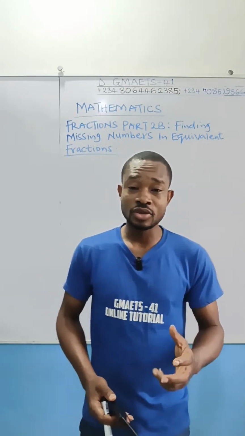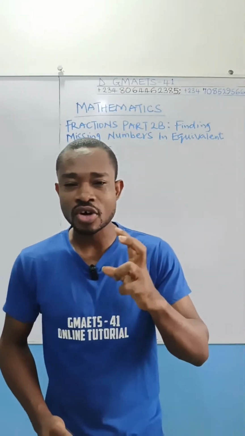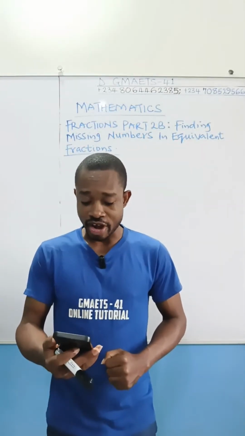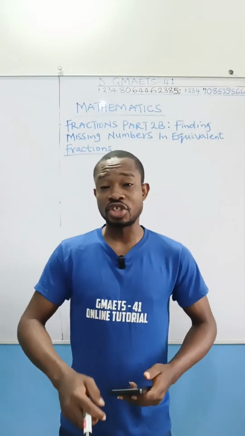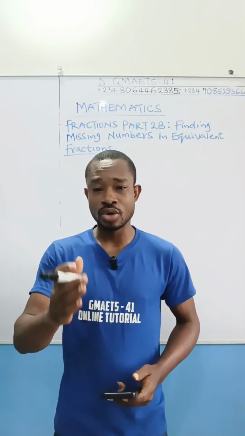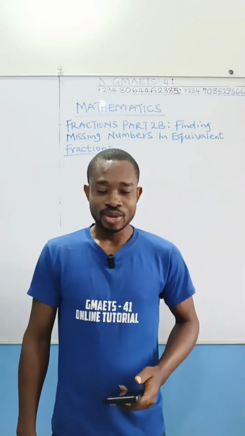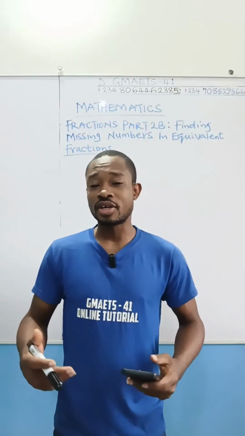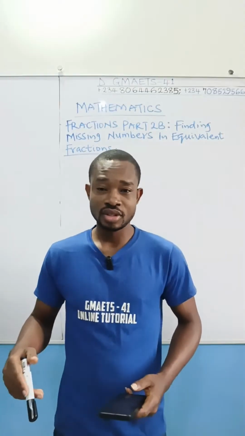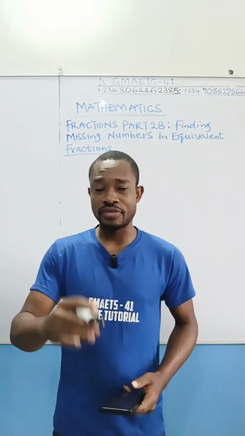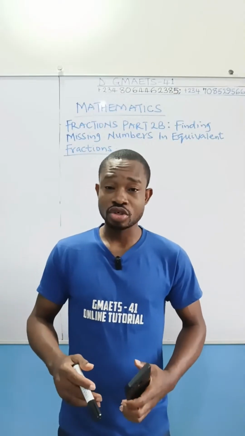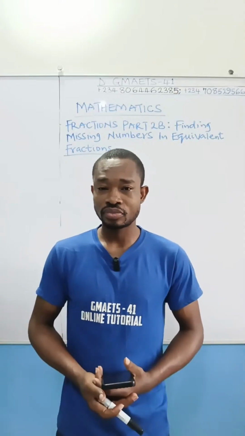Then the second method would be using the knowledge of cross multiplication together with dividing both sides by the coefficient of the unknown. You recall that I've taught you simple equations before. So when I talk about cross multiplication and dividing by the coefficient of the unknown, these are things I expect you should have good knowledge of.